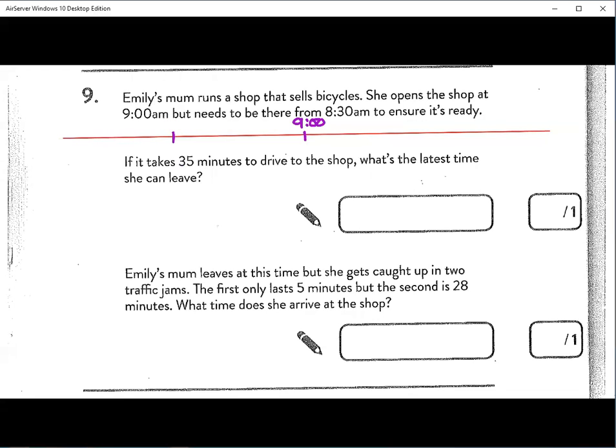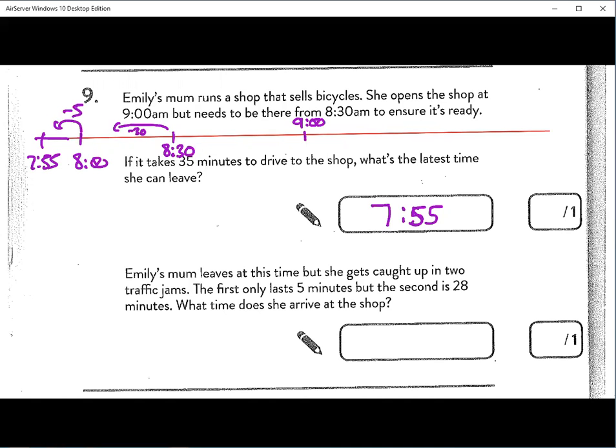7:55. Okay, so the answer is 7:55, but can you explain to us? I did 8:30 minus 30, and then I just did minus 5. So if she takes 35 minutes to drive to the shop and she wants to be there for what time? 8:30. Yeah. So we have to go 35 minutes before 8:30. Now, if we go back by 30 minutes, what time will we arrive at? 8. And then if we do an extra 5 minutes for the 35, where will we arrive at? 7:55. There we go. Lovely. Done. Next part.